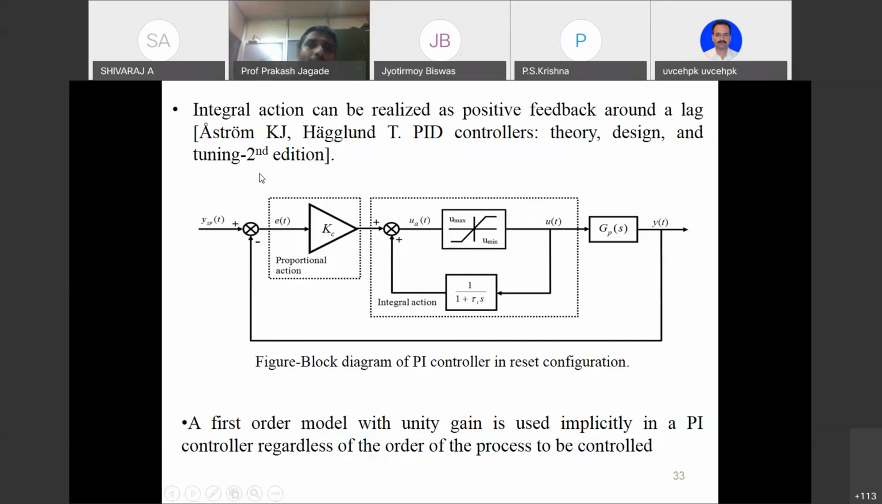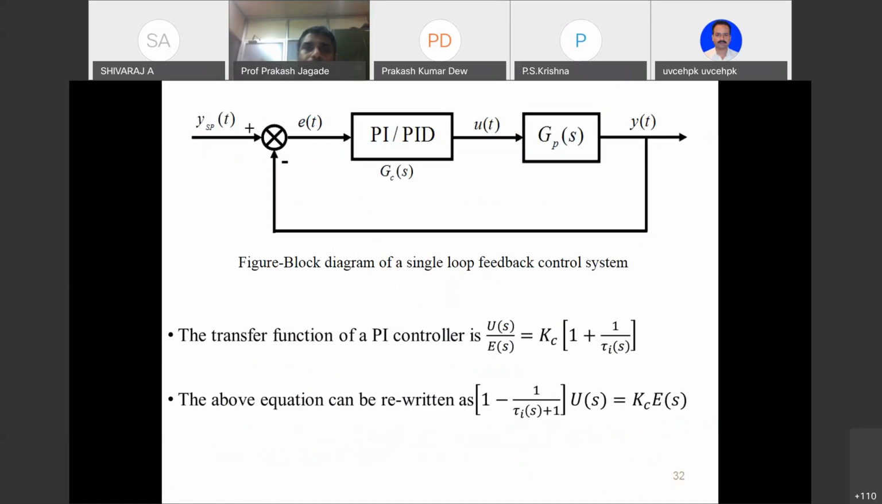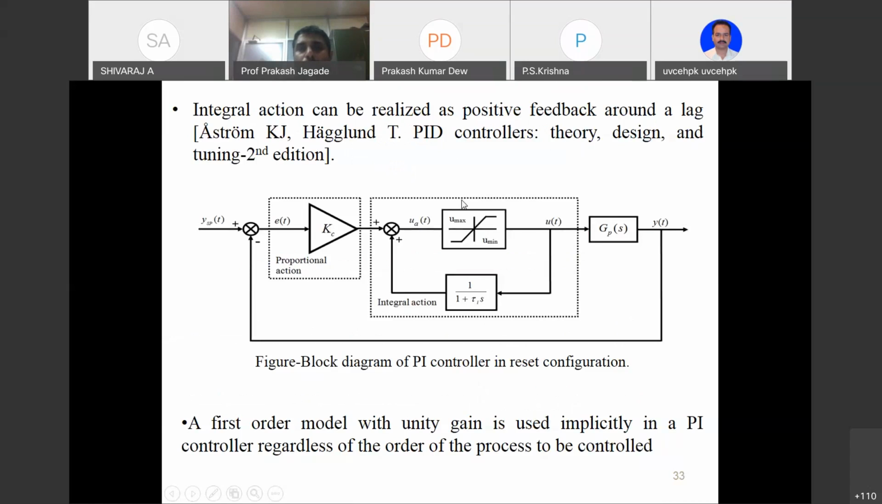You can refer to Astrom's paper, or his book actually. So a PI controller can be realized in a reset configuration. This is what we call a reset configuration based PI controller realization. With the help of a gain block, a lag block, an adder, and a saturation block, we can realize this reset configuration. This is nothing but a PI controller, and one can easily realize this in MATLAB or Simulink.